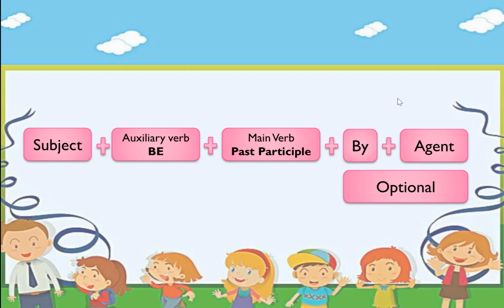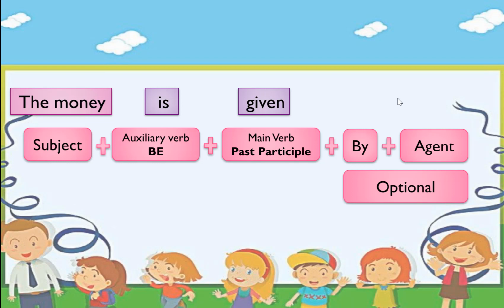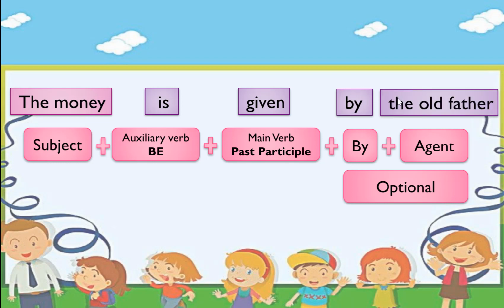Now let us try to study the sentence a while back. The money is our subject, is our auxiliary verb, and given is our main verb, which is in its past participle. The money is given. So even if we are going to remove by and agent, our sentence can stand by itself because it already states a complete thought. But we can also add the word by plus the agent, which is the old father. So our sentence would be, the money is given by the old father. I hope you got that.